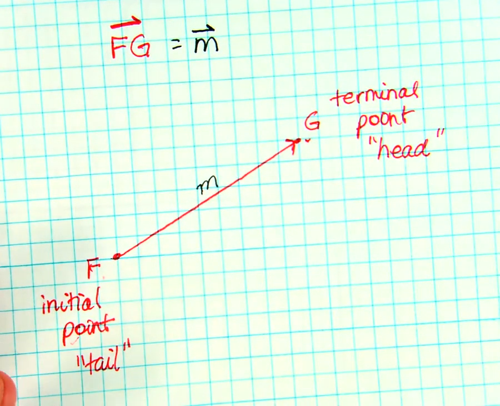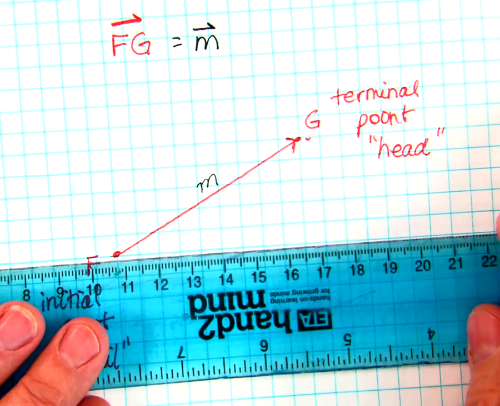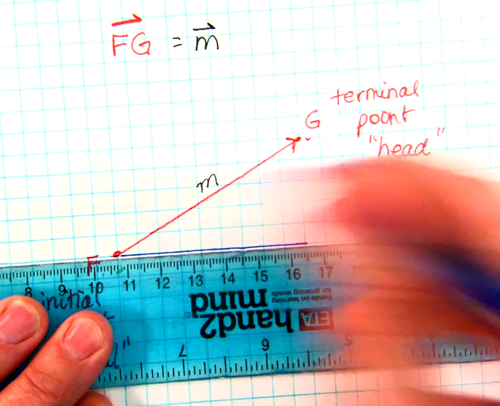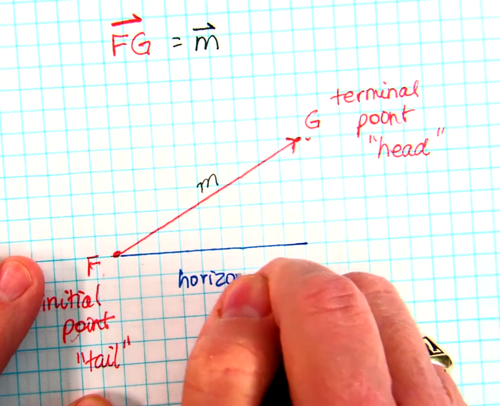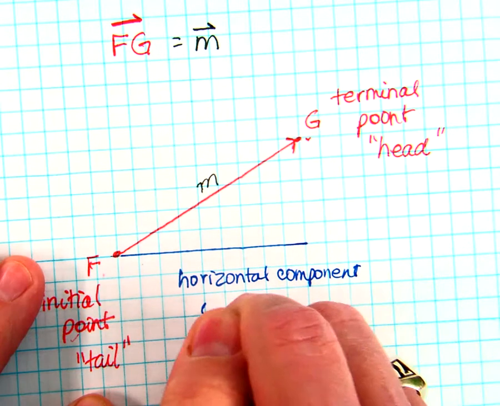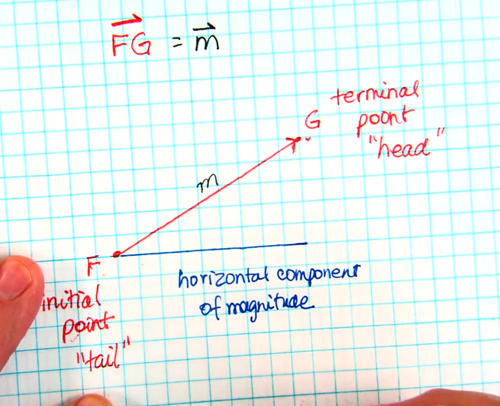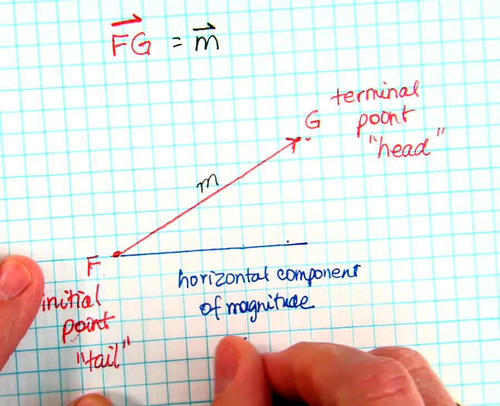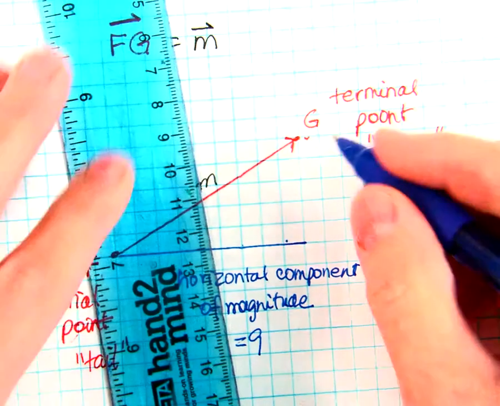Let's look at some of the characteristics of this vector. The magnitude has two components. The first one is the horizontal component. That's how much it moves horizontally. So this is the horizontal component of the magnitude. And this one is 1, 2, 3, 4, 5, 6, 7, 8, 9. It's 9. How do I know? Because I counted it. That's the horizontal component of the magnitude.